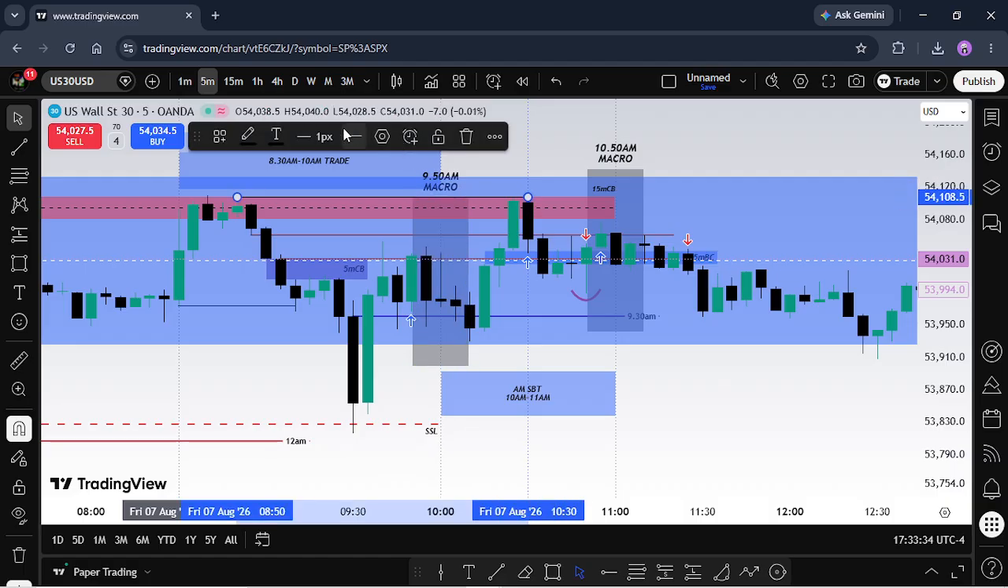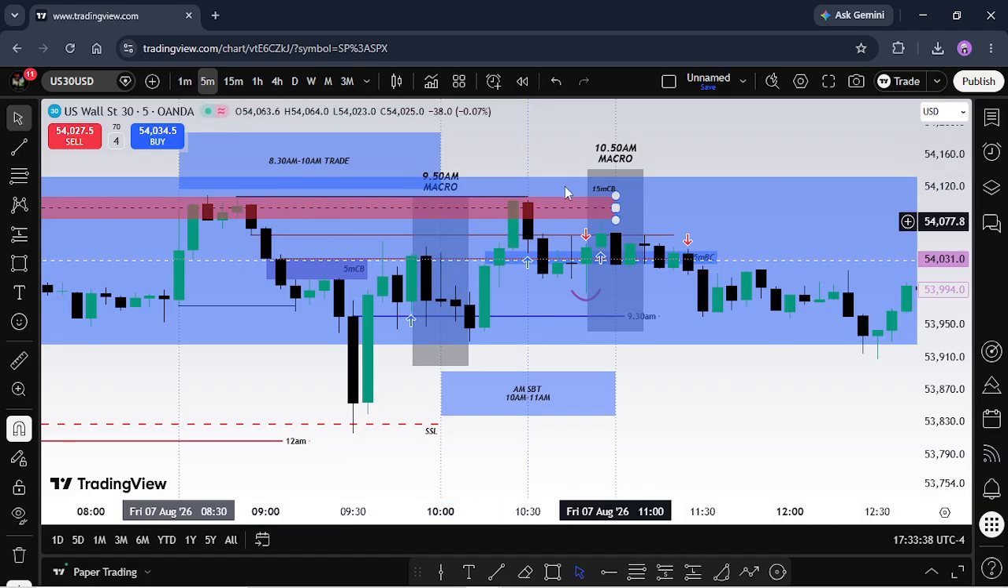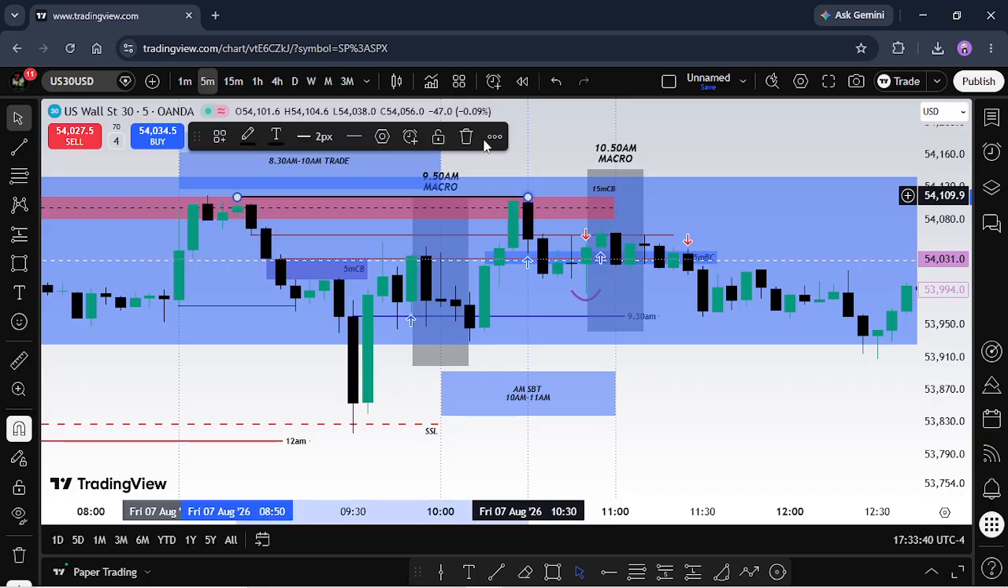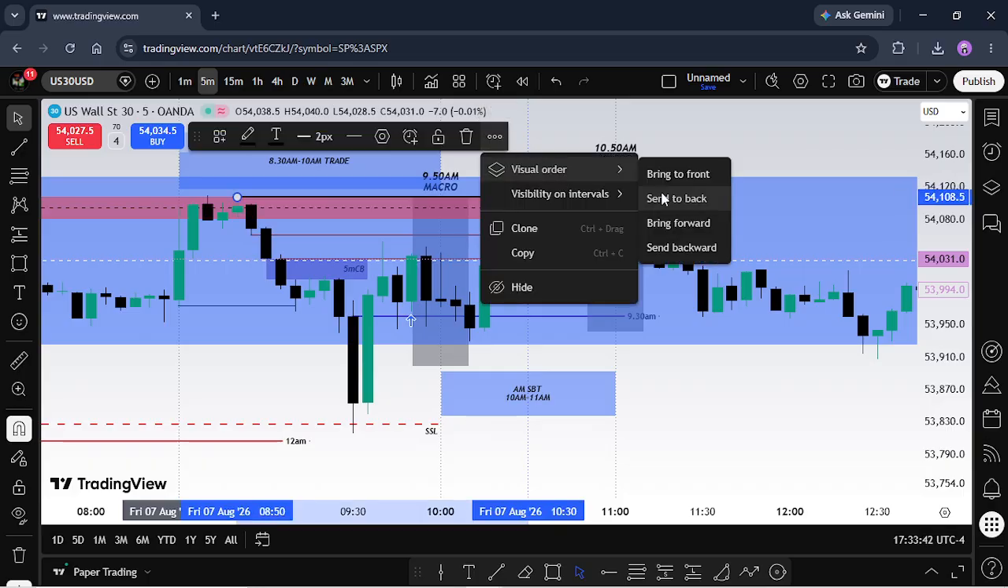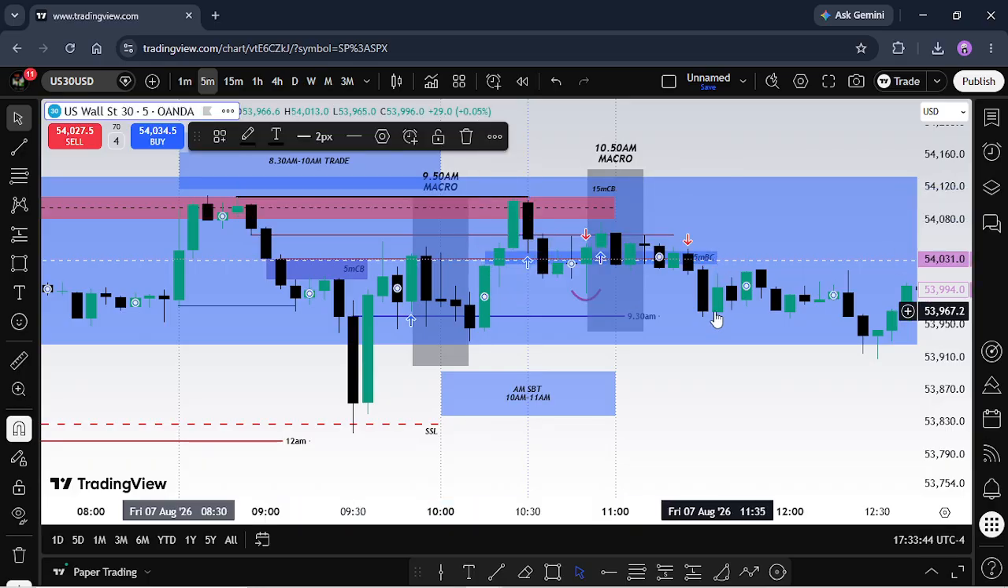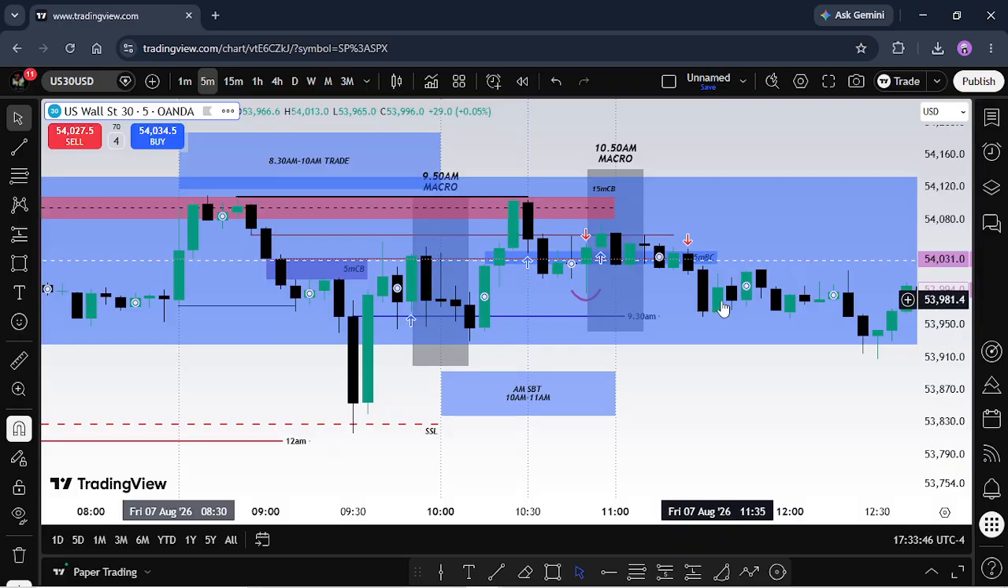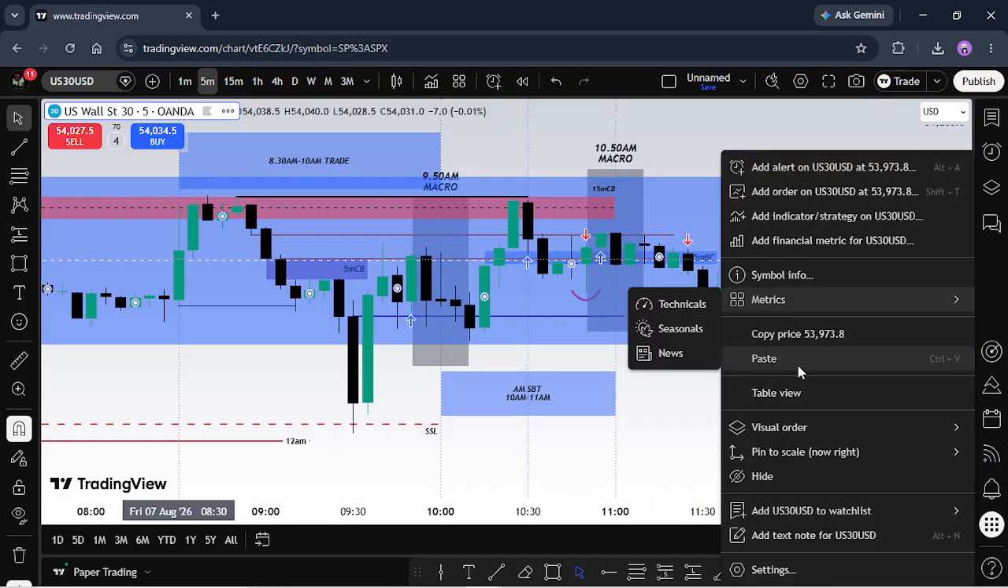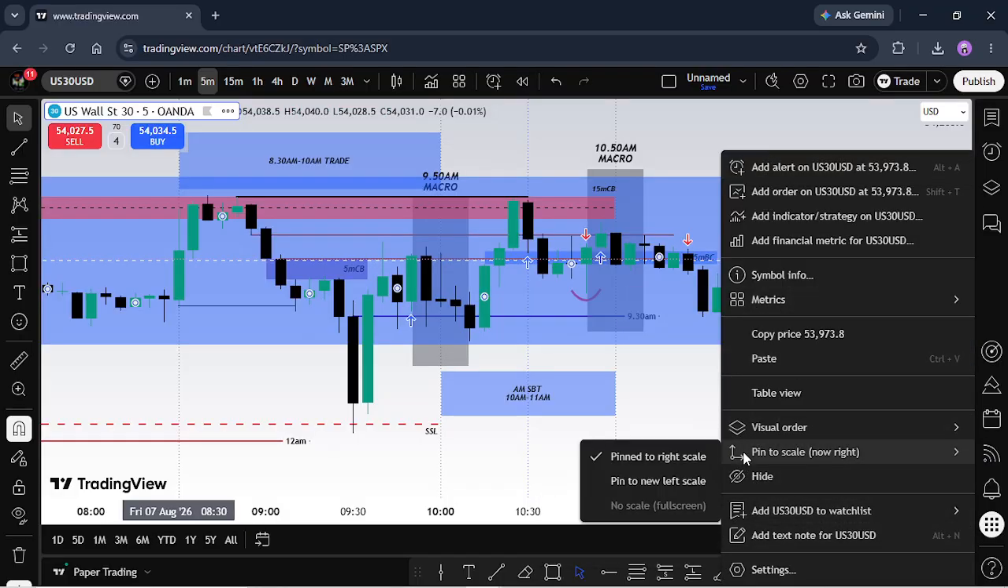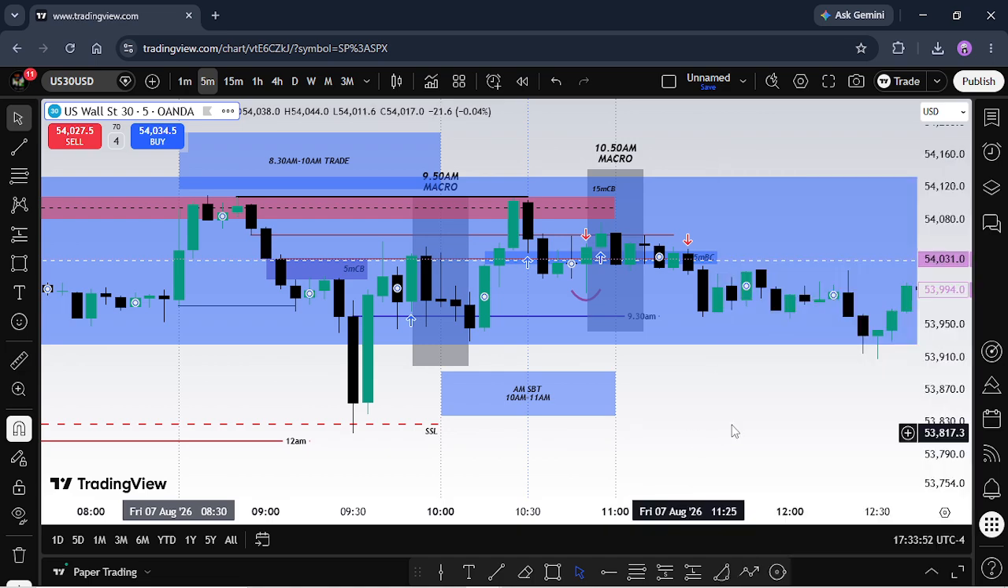Yeah, let me make it big so I can see it nicely. Let me bring it to the front also. Bring it to the front. Then I'll bring the candles to the forefront. Okay.